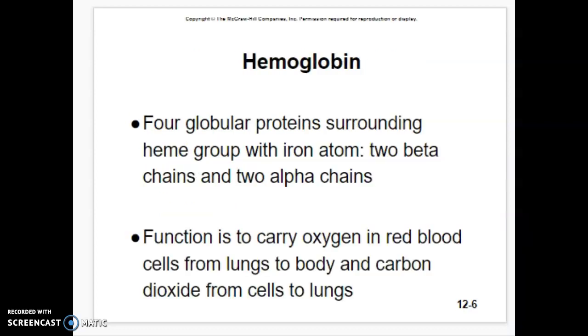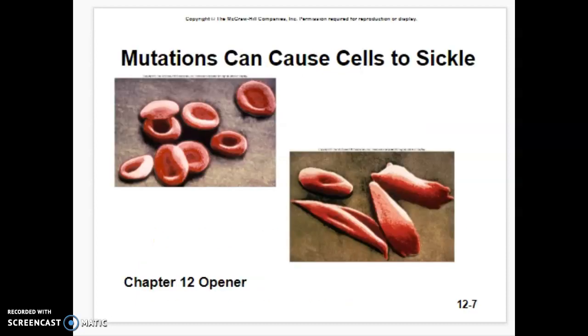First one's hemoglobin, carries oxygen to your body. It's made up of 4 proteins. And if there's a mistake, we can go from normal red circular cells to the sickle cell, these crescent moon things that get caught in arteries and other capillaries and things like that that can cause those vessels to burst.